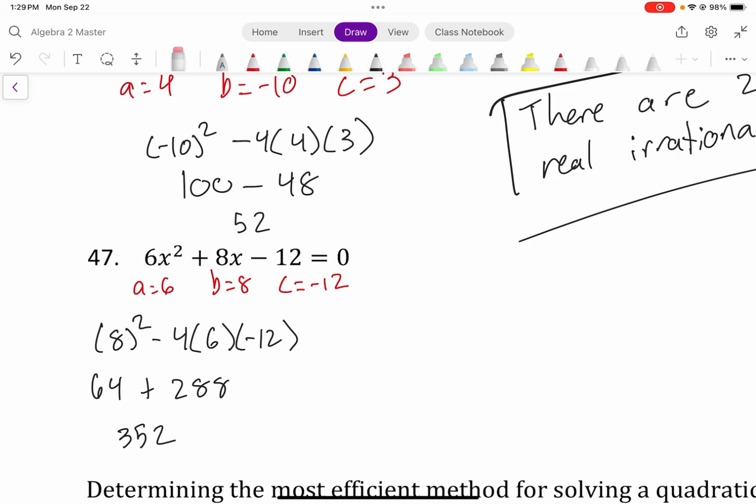So in my calculator, quick, I do square root of 352, gives me a decimal, and then I get to say there are two real, since it was a decimal, irrational solutions.